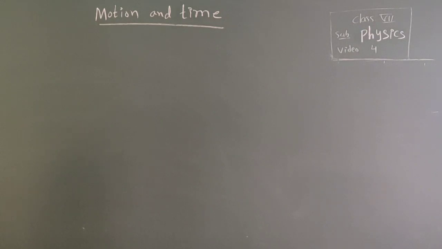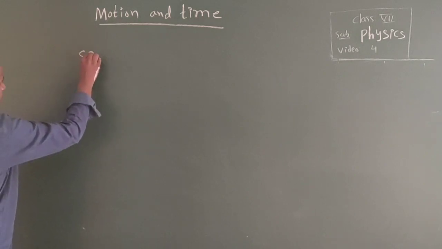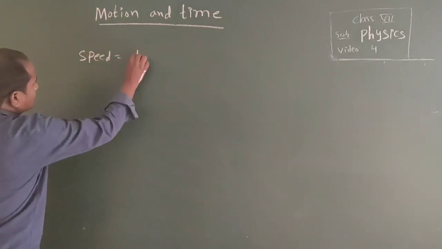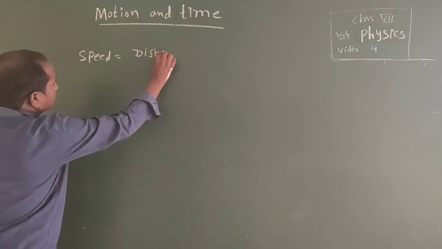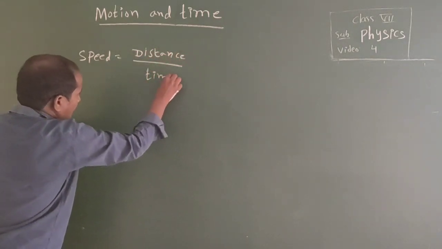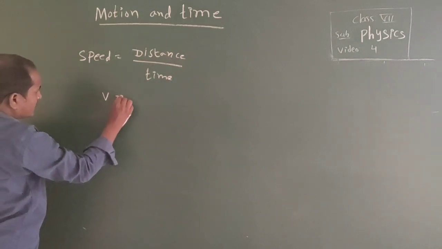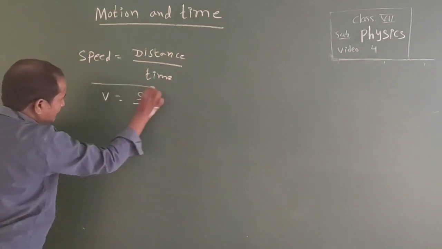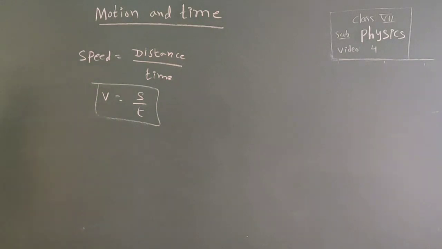Yesterday I explained speed. Listen once again. We already know the rate of change of distance is called speed. So speed is equal to distance by time. Therefore, v equals s by t. It is a mathematical equation for speed.